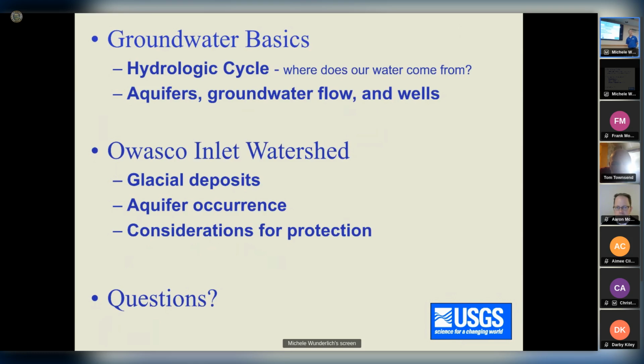And since I assume that people probably have a relatively limited groundwater background, for the first part of the talk, I'd just like to cover some groundwater basics. So when I talk about what's going on in the Owasco watershed, you know what I'm talking about. And then at the end, have time for questions. Next.